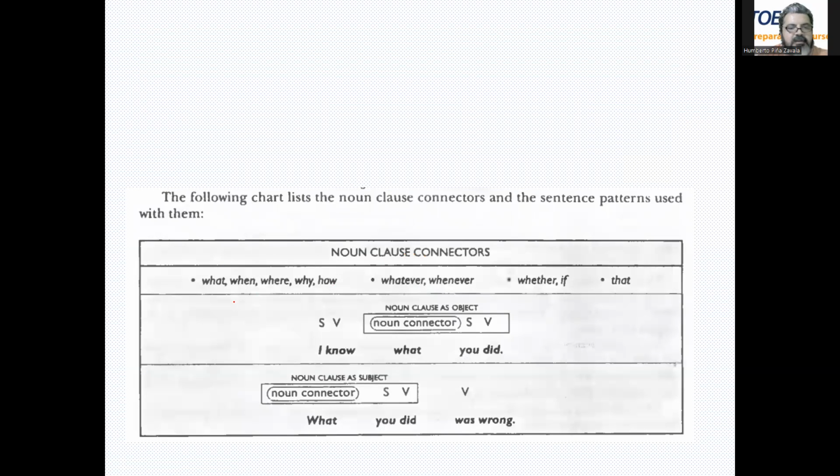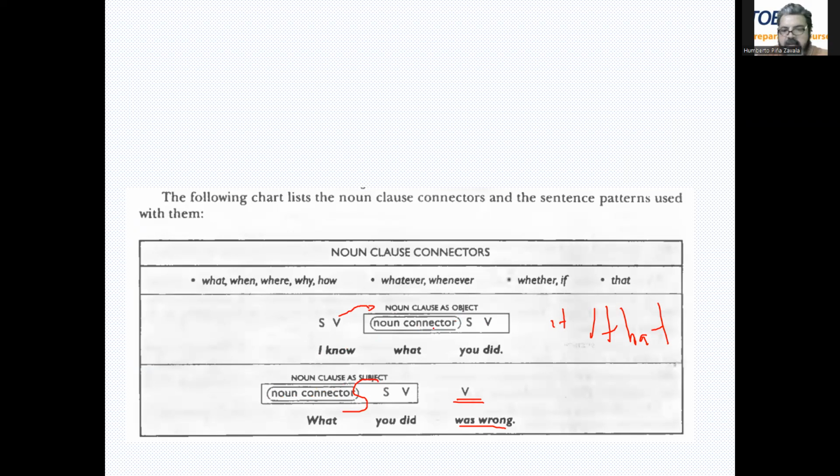All right, we can start with the noun-clause connectors: what, when, where, why, how, whatever, whenever, whether, if, that. So again, I know what you did. What you did was wrong. Here we've got the noun clause as the object of the verb know, and here's the noun clause as the subject for the verb was. Okay, remember the whole noun clause can be substituted with an it or that.